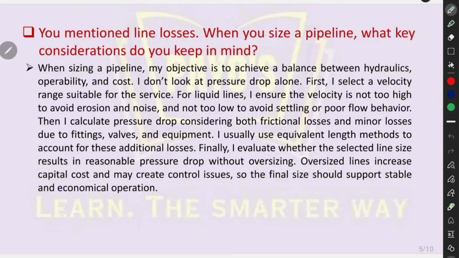Then I calculate pressure drop considering both frictional losses and minor losses due to fittings, valves and equipment. I usually use equivalent length method to account for these additional losses. Finally, I evaluate whether the selected line size results in reasonable pressure drop without oversizing. Oversized lines increase capital cost and may create control issues. So the final size should support stable and economical operation. In any of your projects, have you dealt with high pressure systems that required relief protection?